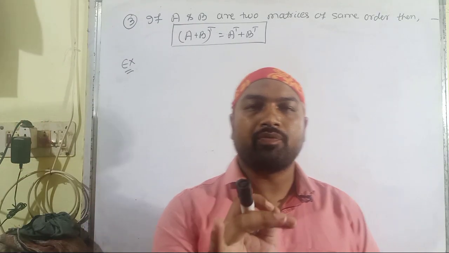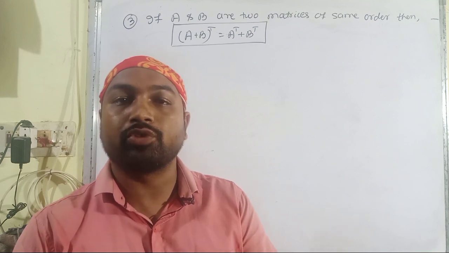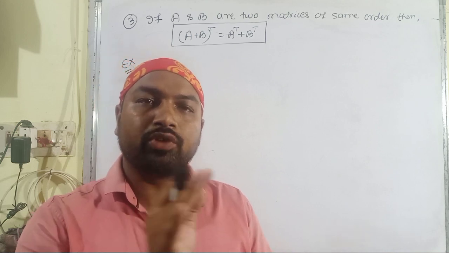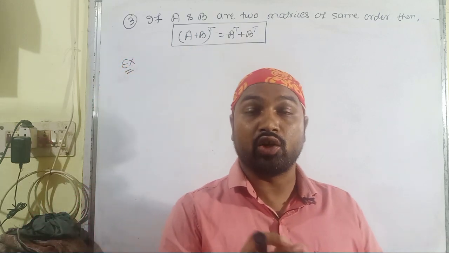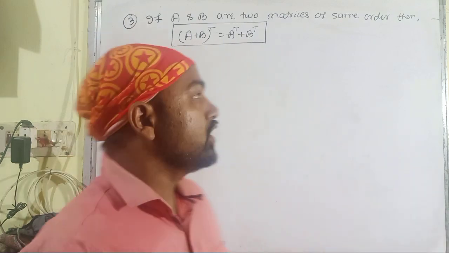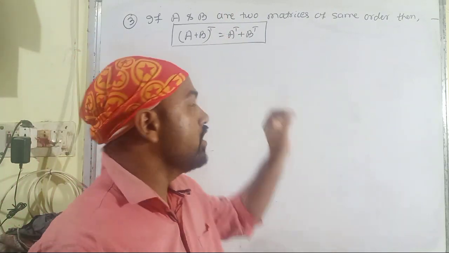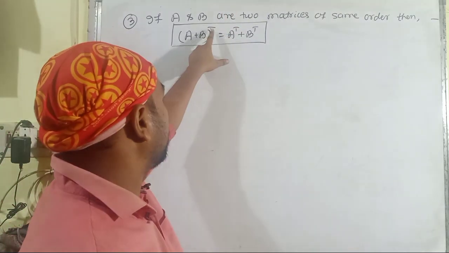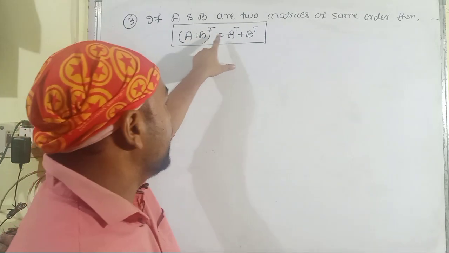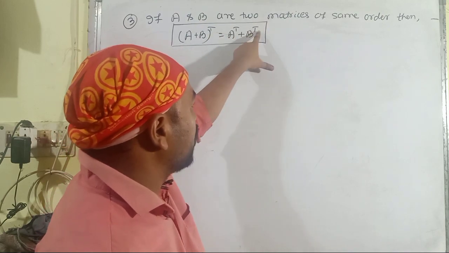Then moving towards property number 3: let A and B be any two matrices of the same order. Then the third property tells that the transpose of the sum of the two given matrices is equal to the sum of the individual transposes. So if A and B are any two matrices of the same order, then property number 3 tells that the transpose of the sum of the two matrices A and B is equal to the sum of transpose of A and transpose of B.